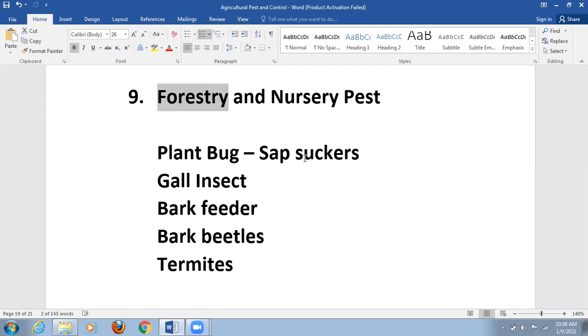So that's why it is important to study the forestry as well as the nursery pest, and it is required to control these pests by using different methods. Again, there are different pests in this category. Leaf rollers are also there. Then leaf cutters are also there. They are going to cut the particular leaf. And when such activities are going on, severe defoliation of the leaves takes place.